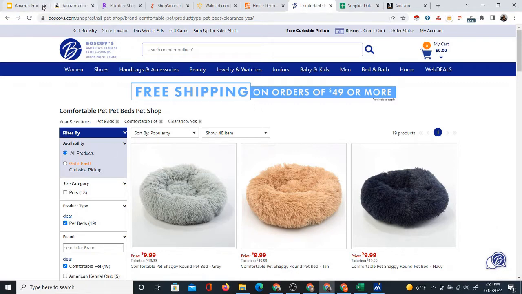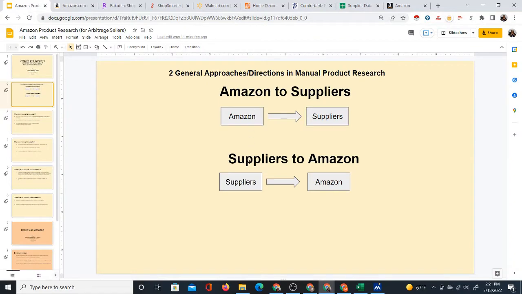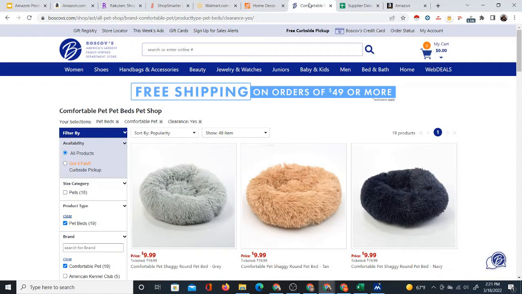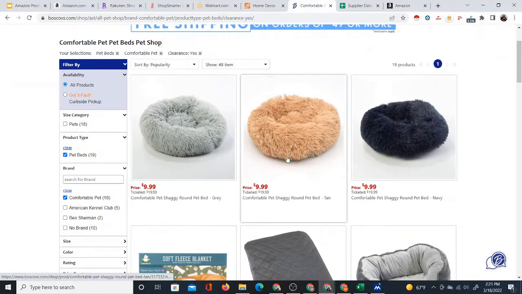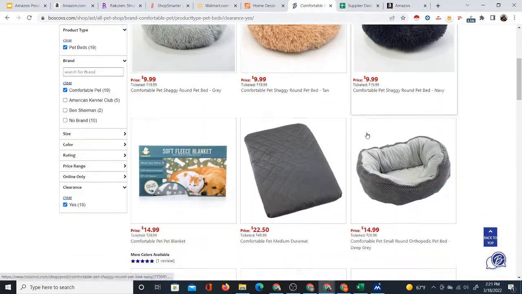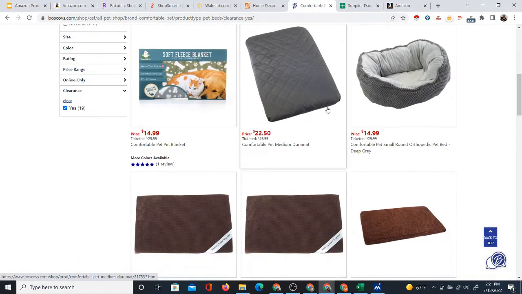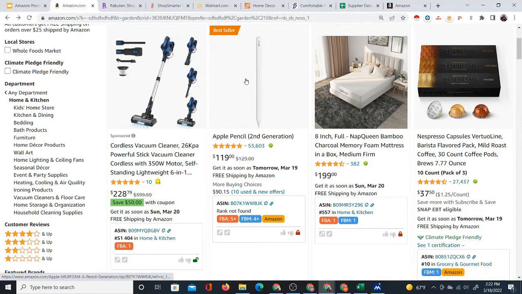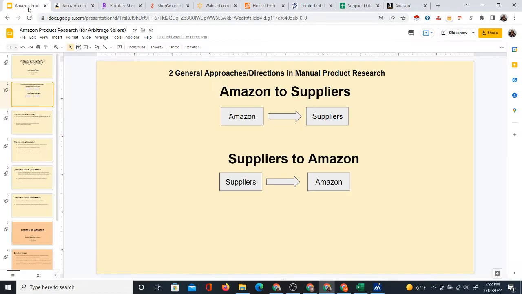Now, the other direction, going from suppliers to Amazon, means that we might even go to some of these same suppliers or other suppliers, but when we go to the suppliers, we're starting with the products at the suppliers, and we're trying to see if we can find these same products from these suppliers on Amazon, right? So basically we have these two different directions to go in.